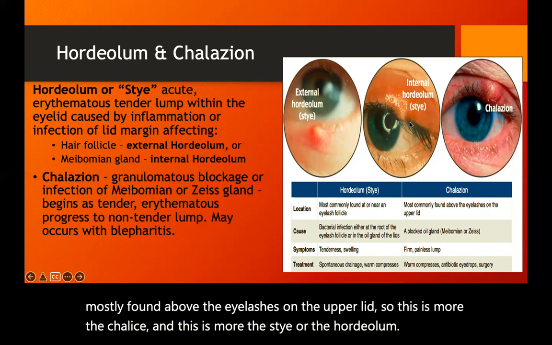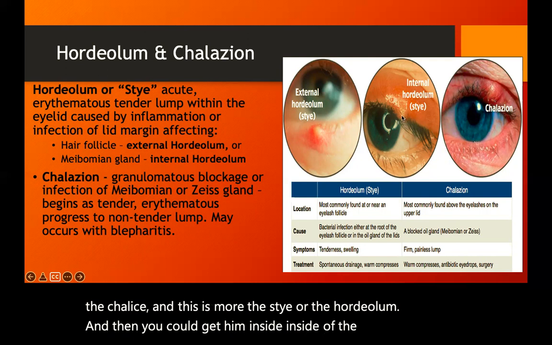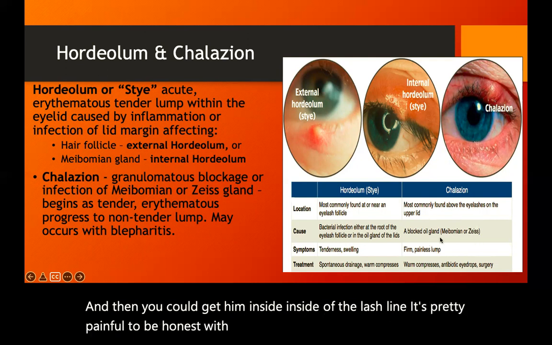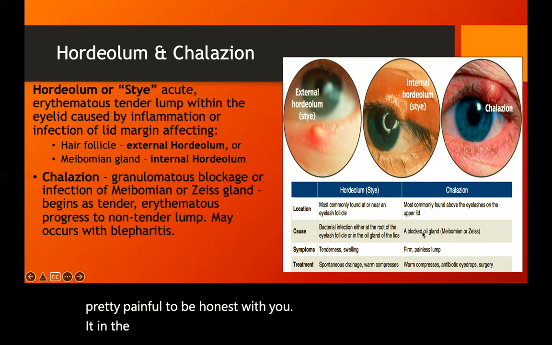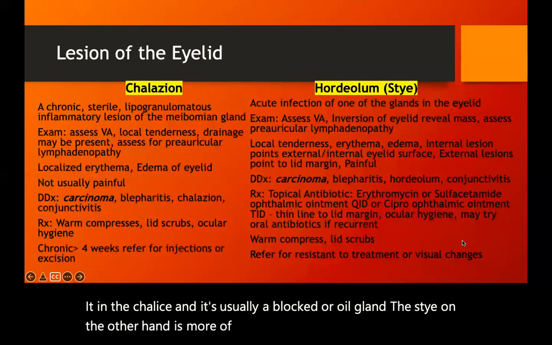And then you could get them inside of the lash line. It's pretty painful, to be honest with you. In the chalazion, it's usually a blocked oil gland. The stye, on the other hand, is more of a bacterial infection.